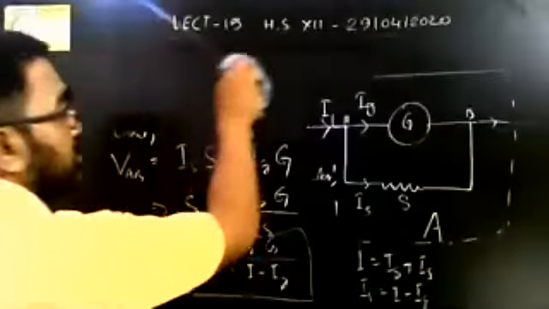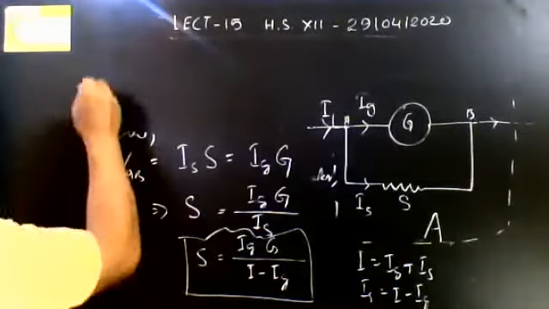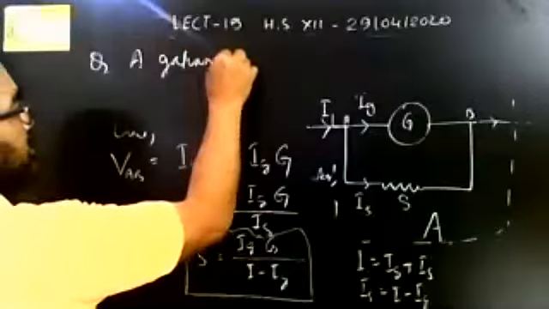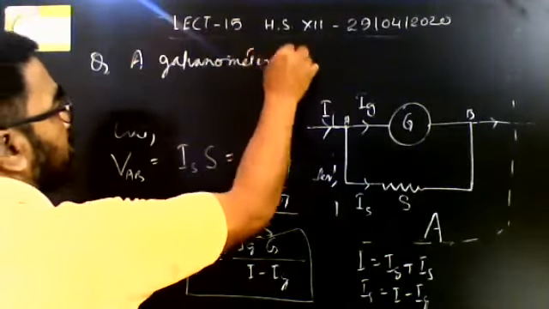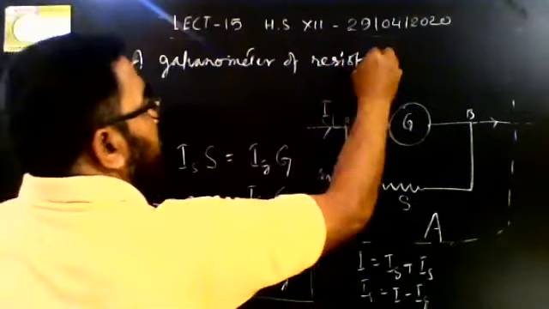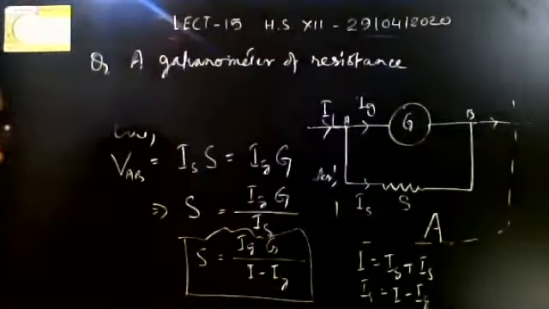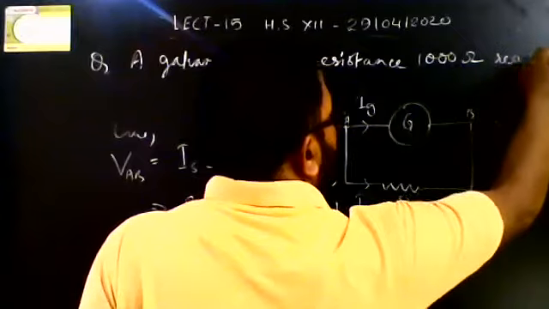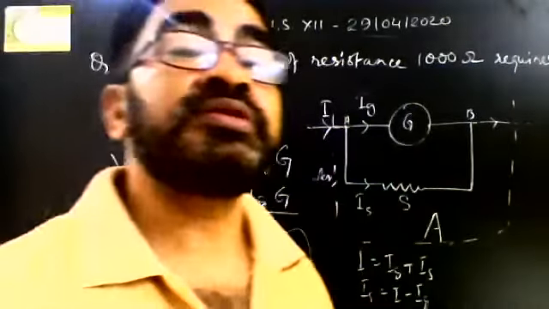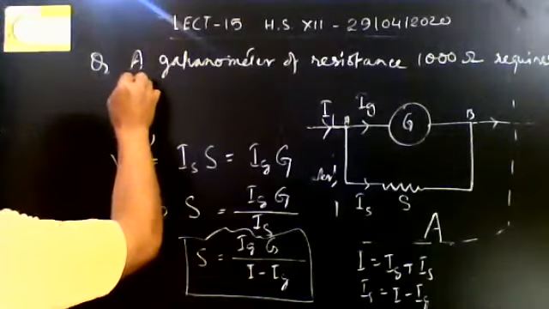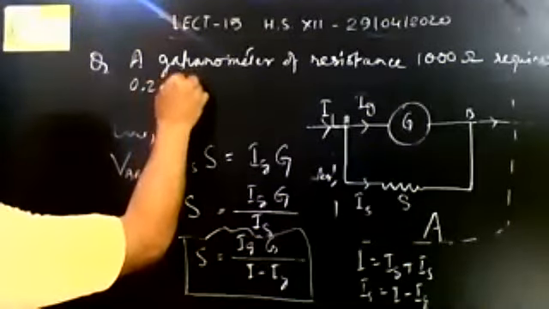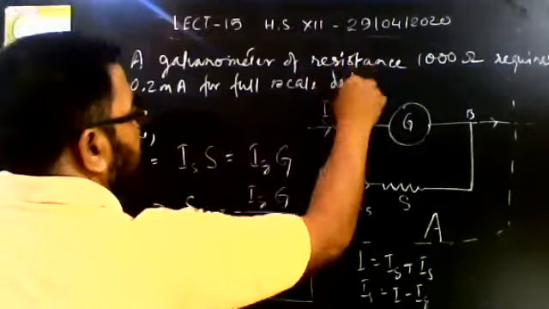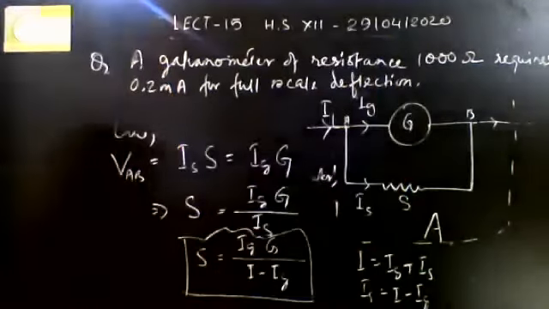Now I will solve this problem. Suppose a galvanometer has a resistance of 1000 ohm and requires 0.2 milliampere for full scale deflection.